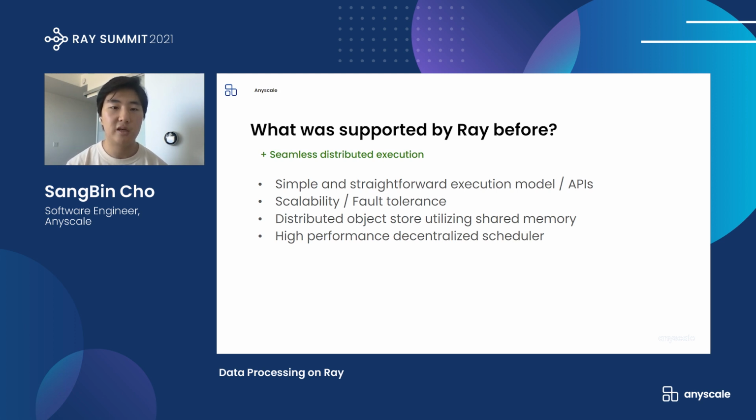Ray is designed to be a highly performant general purpose system. That is to say, it was great at distributed execution. It has a really simple and straightforward execution model and APIs, and it's built with scalability and fault tolerance in mind. It also comes with a distributed object store utilizing shared memory, which makes memory usage very efficient, and it keeps high performance even at large scale. The scheduler is not going to be a bottleneck because it uses a decentralized scheduler.